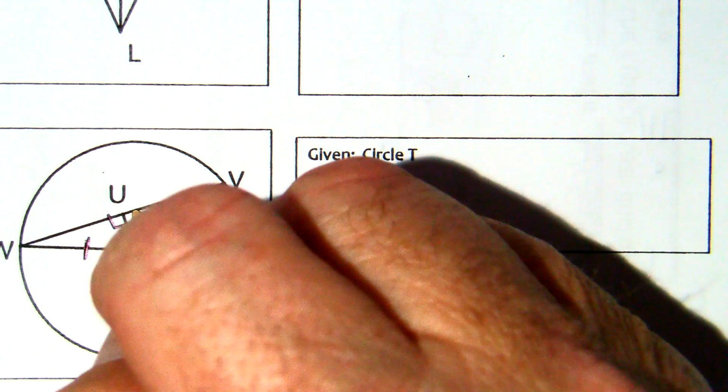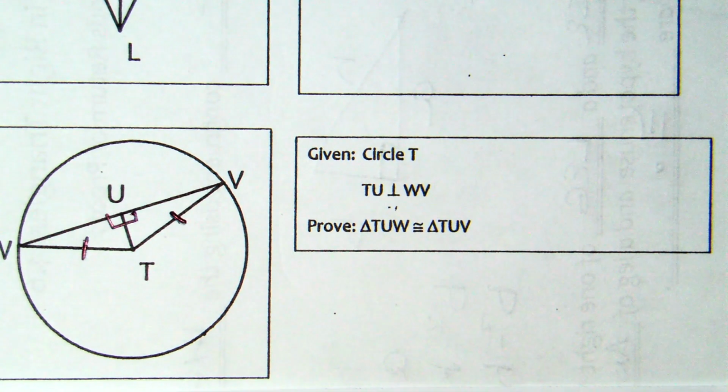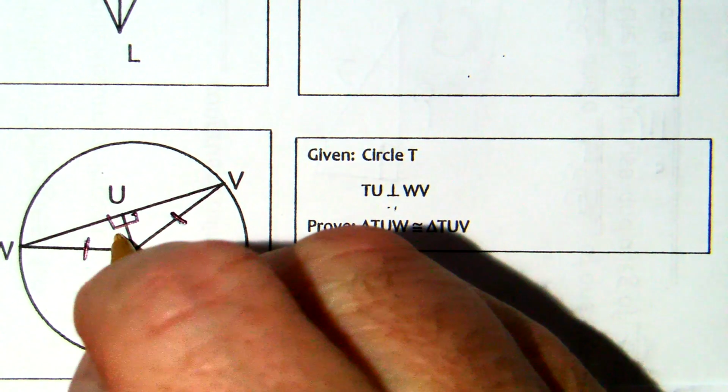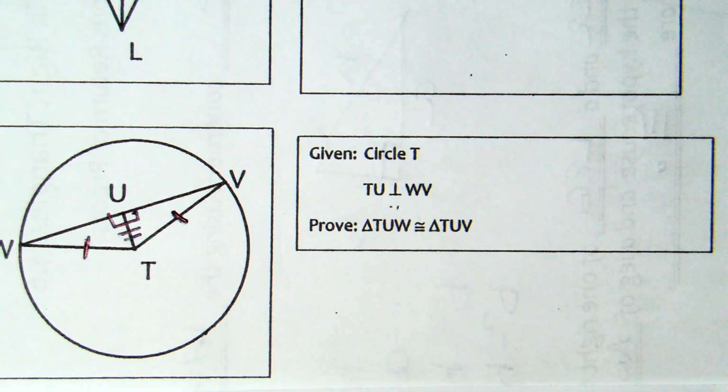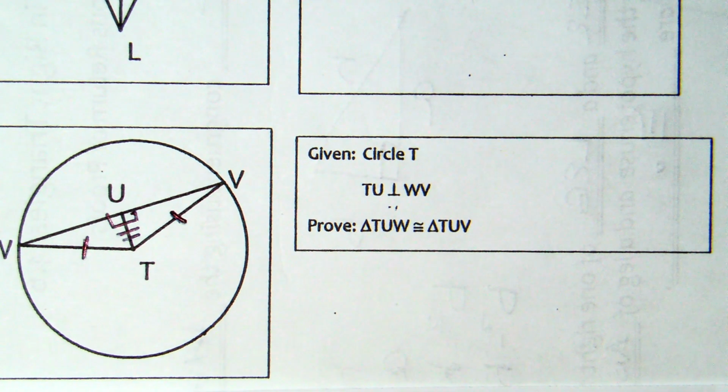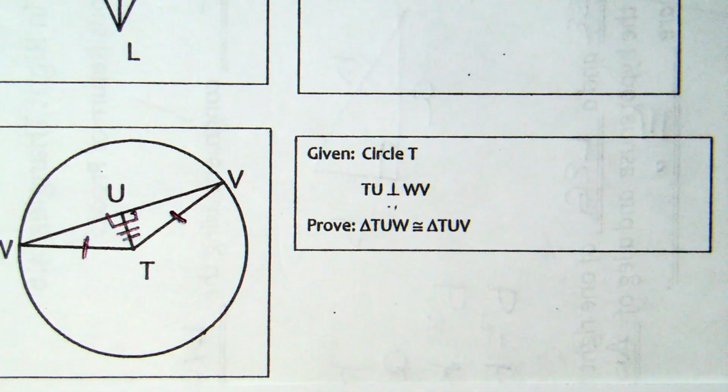TU is perpendicular to WV, so they're going to be right angles. And then just like the other 2 proofs today, what do we have right in the middle? A shared side. They give us the hypotenuses. We have a leg with the shared side, so it's going to be what? Hypotenuse leg. So circle T, because it is given.